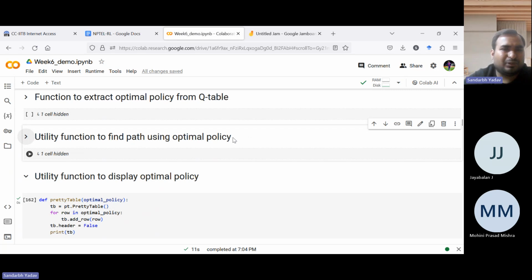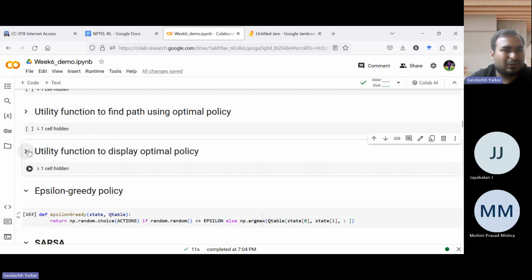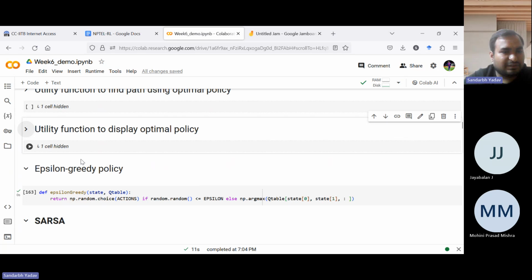So on the basis of that, for plotting the actual path which we followed, we had this function and a utility function to display the optimal policy also. So these are just for displaying. So this is the epsilon greedy policy which we have used. You can see we are generating a random number here, between 0 and 1. If it's less than or equal to epsilon, and our epsilon is 0.1, then we will take a random choice of action. Otherwise, we will simply do the greedy choice, which is taking the argmax over all the actions.